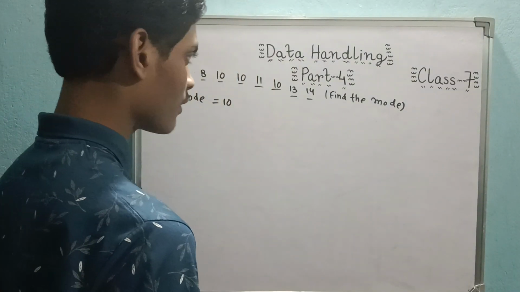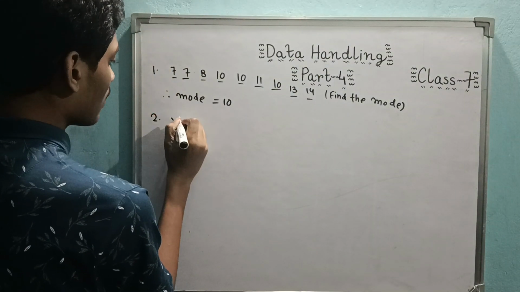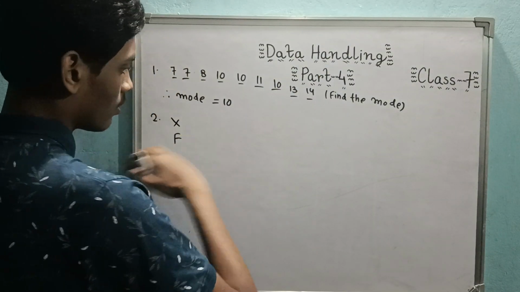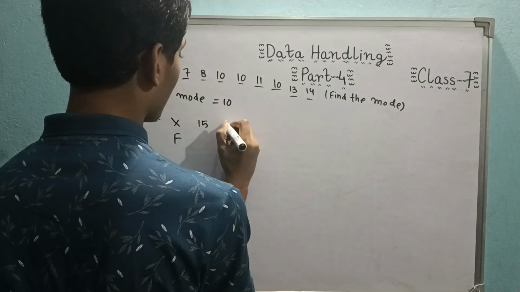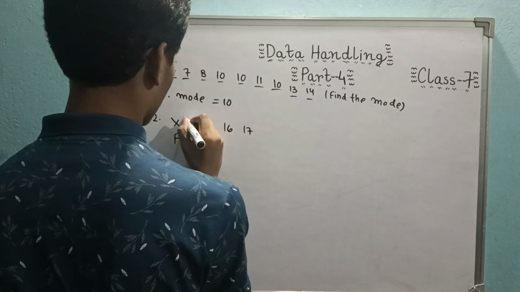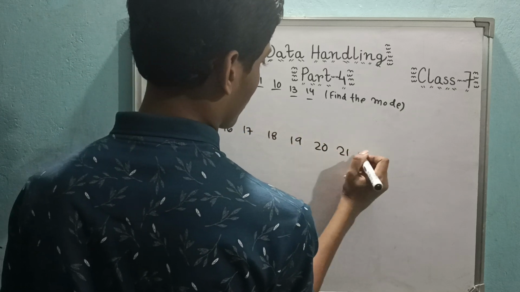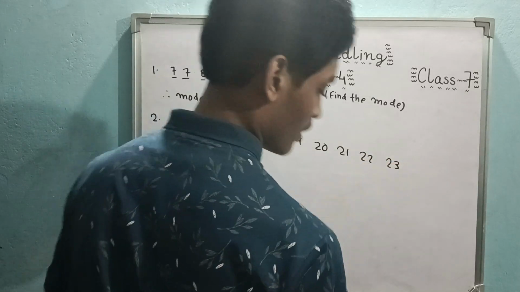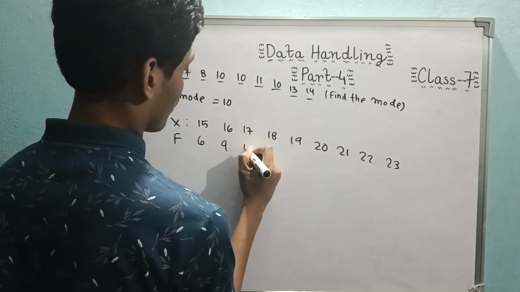Here I have a table type, you can say. x is 15, 16, 17, 18, 19, 20, 21, 22, 23, and under them are the frequencies.